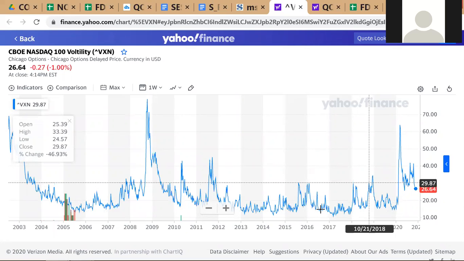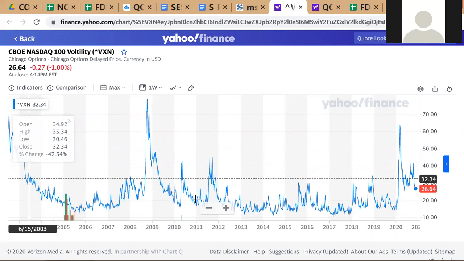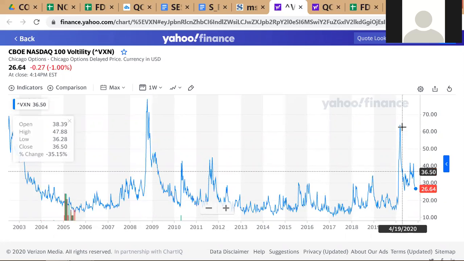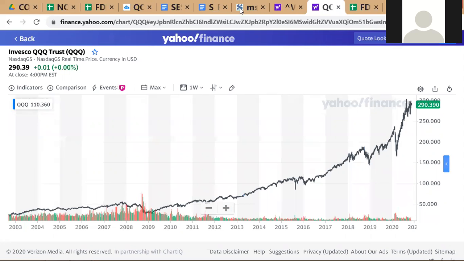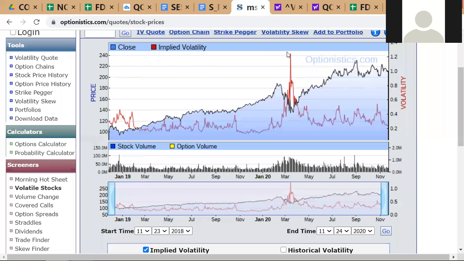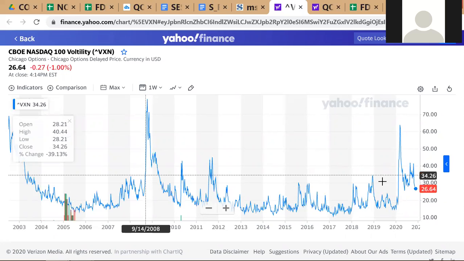But for this, you can go back here. You can see that VXN eyeballs were so much higher. So in comparison, right now this high is here at 322, which is this spike here. This is much lower than the historical spike earlier in 2008. So you can see that, okay.